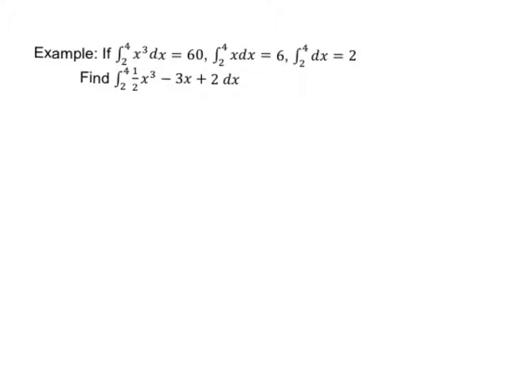Now, we could do this by just finding the integral, because we do know how to do that by now, but we're going to use our properties to manipulate this instead. So we have the integral from 2 to 4. I'm going to first split it up. I have the integral of 1/2 x cubed dx, minus the integral of 3x dx from 2 to 4.